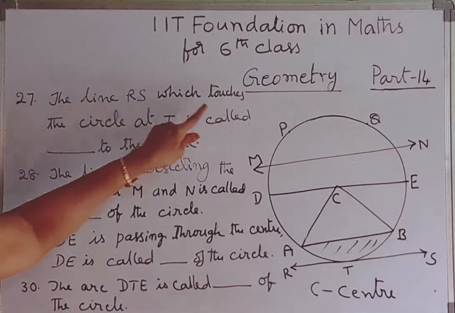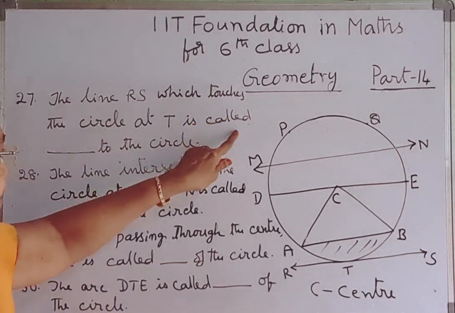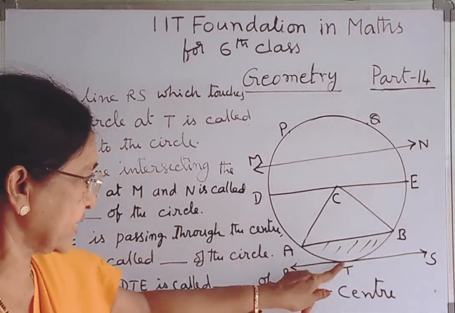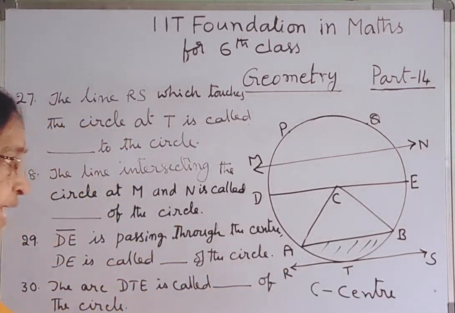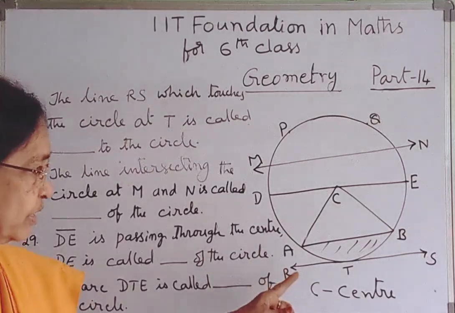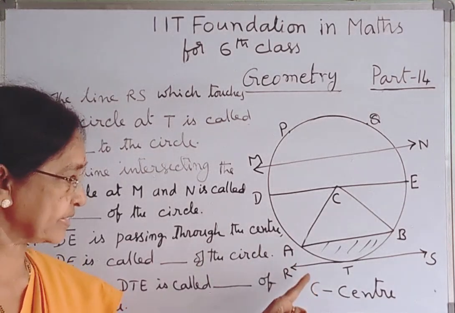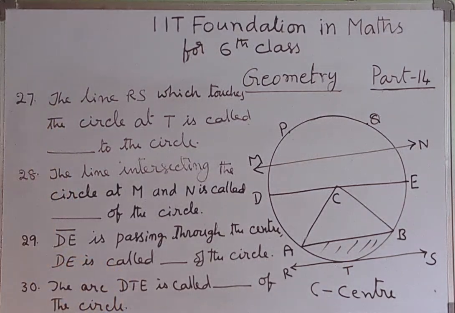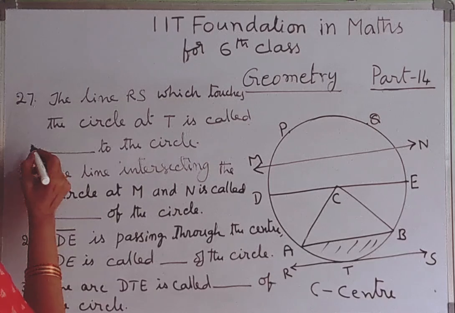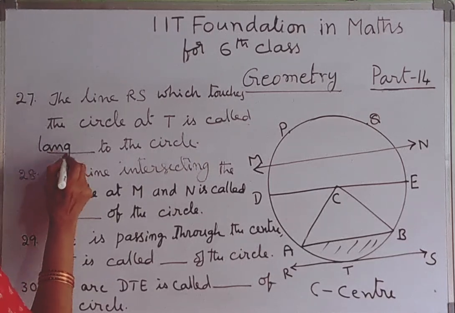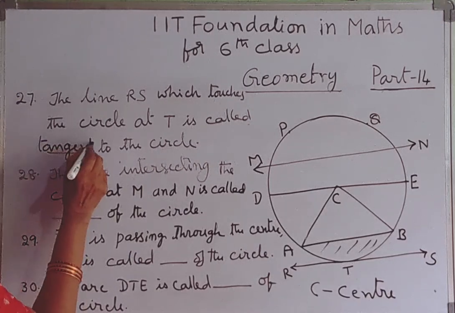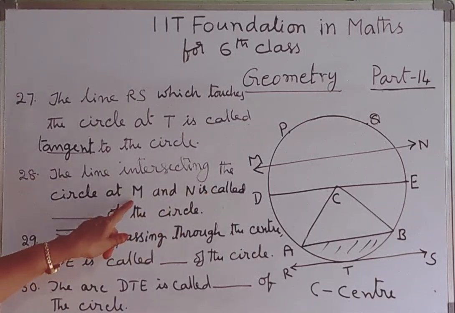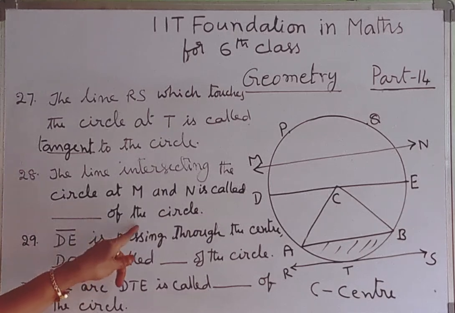Next, 27. The line RS which touches the circle at T is called dash to the circle. The line RS which touches the circle at T is called the tangent of the circle. A line which meets the circle or touches the circle at only one point is called a tangent. Therefore, the line RS which touches the circle at T is called a tangent to the circle.